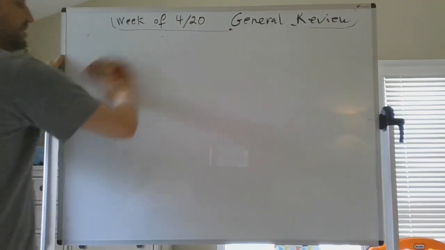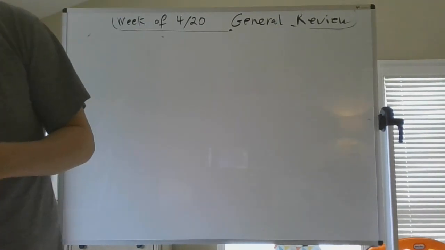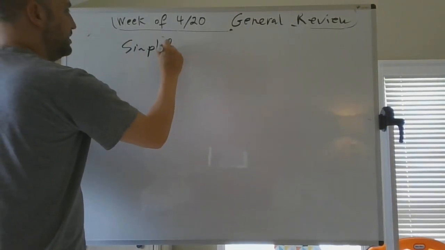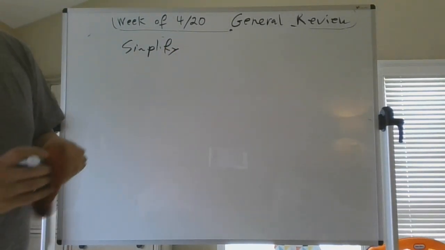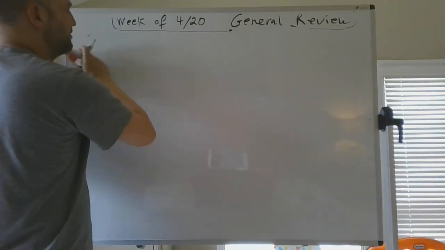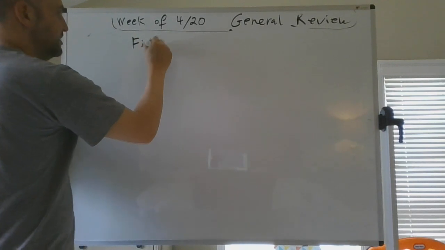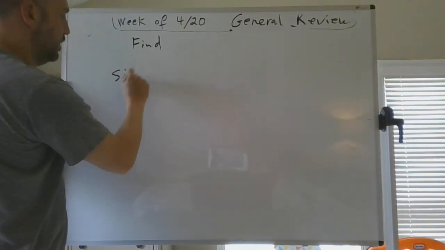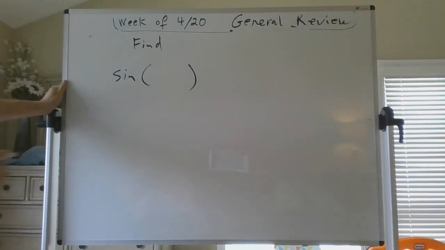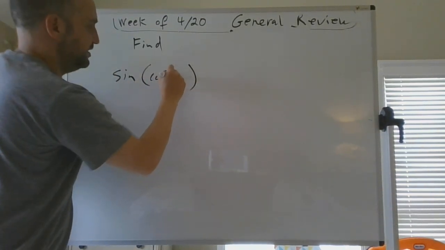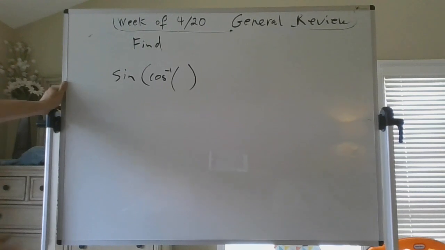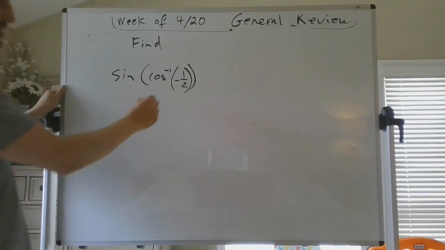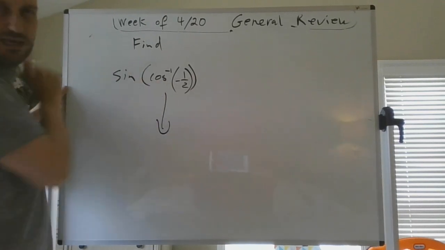All right. Moving on here, how about something like this? You want to simplify. Actually, no, the direction shouldn't say simplify. It would be find. I want you to find the sine of the cosine inverse of -1/2. Okay, so what does this mean? Let's do this first, and then we can find the sine of that.